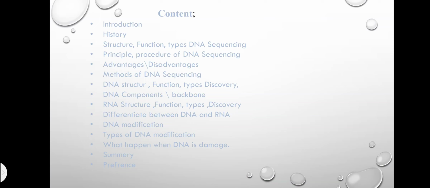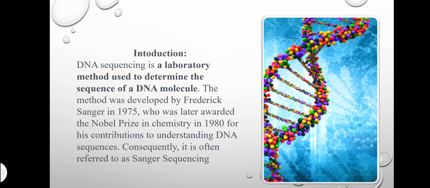Introduction, history, structure, function, types, and DNA sequencing. Then principles, procedure of DNA sequencing, advantages and disadvantages. Methods of DNA sequencing, RNA structure, function, types, discovery, DNA components and backbone, difference between DNA and RNA, DNA modification, types of DNA modification, what happens when DNA is damaged, summary and preference.